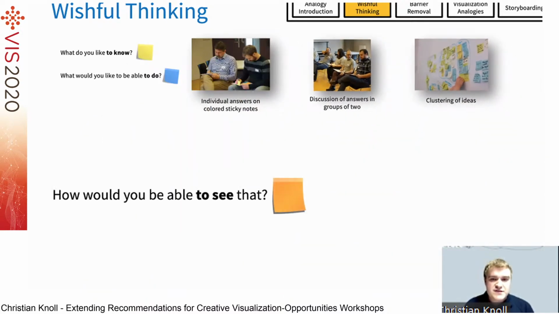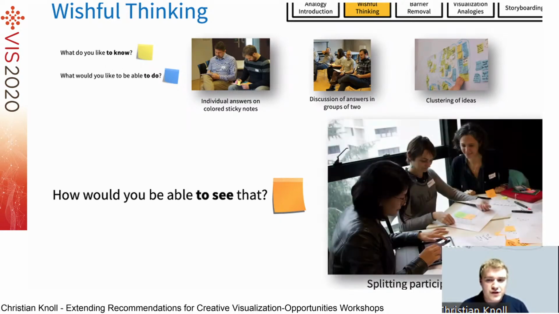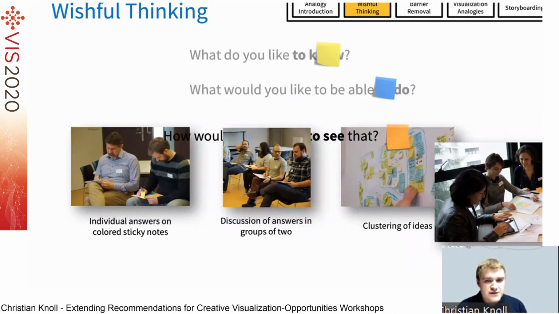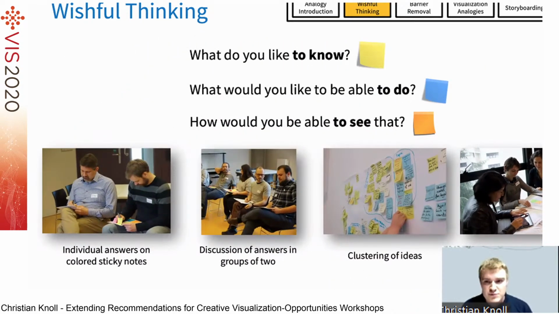Afterwards, participants brainstorm about how they would be able to see that in the data, which is related to the answers from the previous 2 questions. Therefore, they split up into subgroups, each working on one of the sub-themes which were found during the clustering of ideas. So in the end, there is a large collection of ideas expressing the participants' needs with focus on what they would like to know, what they would like to be able to do, and how they would be able to see that.